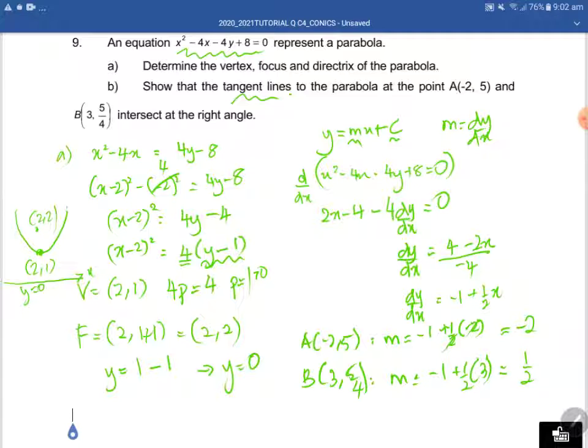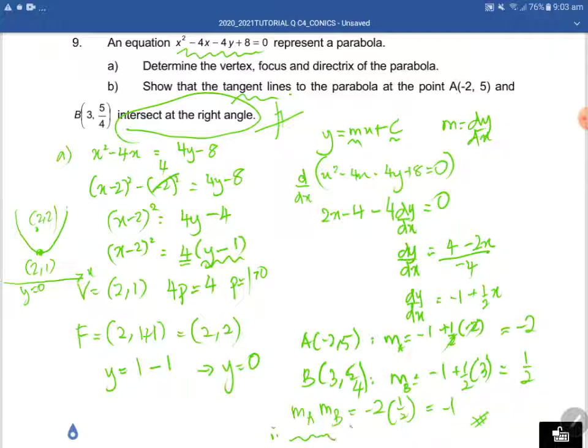Because we want to show that these two tangent lines intersect at right angle, we don't have to find everything. We just have to compare the gradients of the two lines. Let's say this is mA, this is mB. If they intersect at right angle, it means the angle between the two lines is 90 degrees. Then we have to show that mA and mB, if we multiply them, we get negative 1. So mA times mB equals negative 2 times 1 over 2, which is equal to negative 1. So we can say that they intersect at right angle because they are perpendicular to each other. So please do the conclusion for this situation.